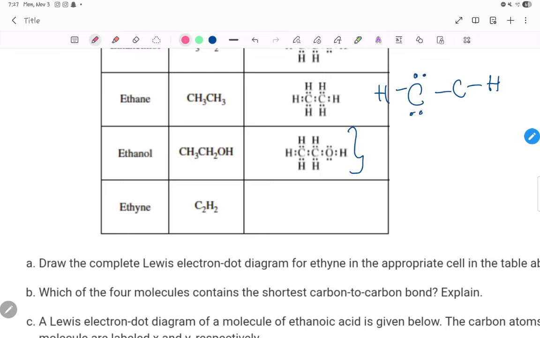Hydrogens have their duplet complete, but carbons do not. So to complete the octet, we will turn these into what? We will turn these into a triple bond, so it will look like this. Now to draw it the same way they drew it, we will do it like this. H, then the single bond, which is 2 electrons. Then C, we have a triple bond, that means it's 6 electrons, right? And then we have another C, which has a single bond with H, so this is what it looks like. Anyways, we'll move on to part B.